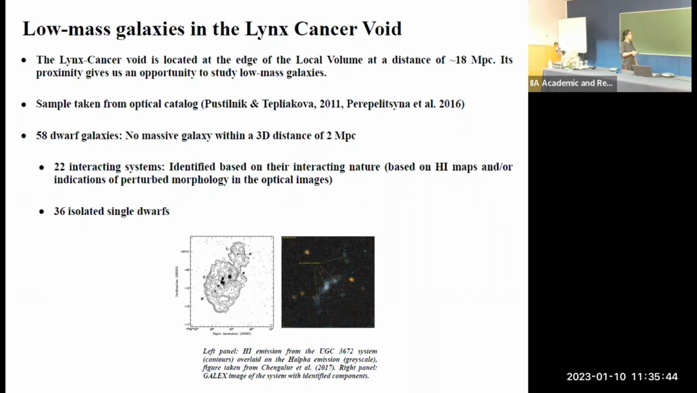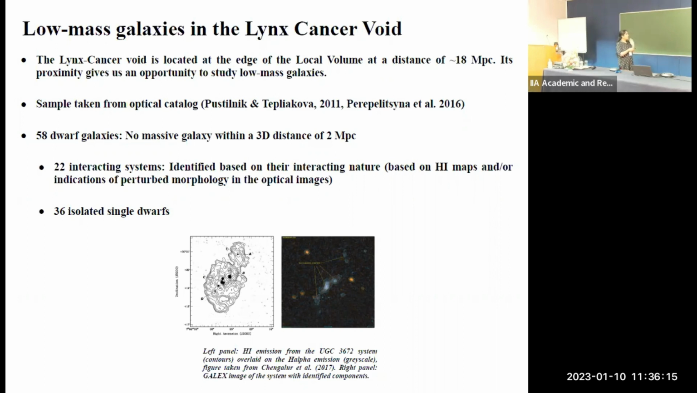This is a system, UGC 3672, which was observed using GMRT by Jairam and his group. They have found a common envelope connecting this dwarf system, and we can see that there are regions in the galaxy merger as well. So these are selected either based on HI maps or on indications of perturbed morphology in the optical images. These systems have been selected in this catalog. We have just taken that, and there are 36 isolated single dwarfs.